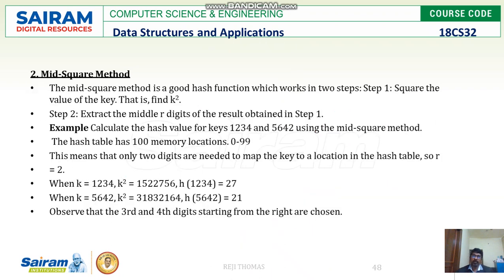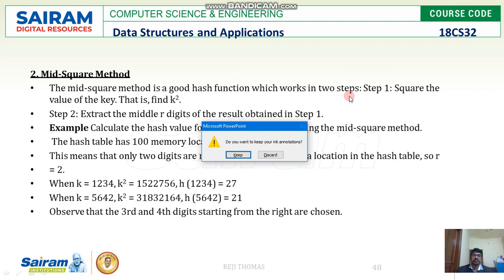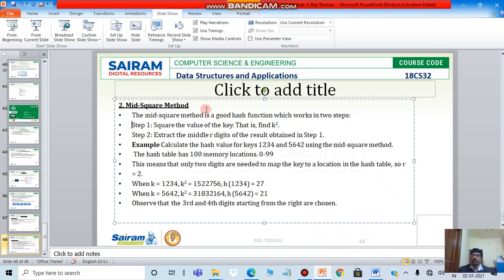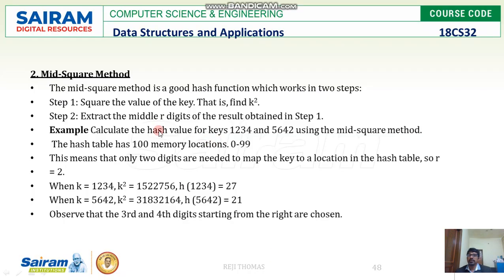And second popular method is mid square method. So mid-square method works with two steps. So one is you're going to find the square of the given number, square the value. So if the value is k, you're going to find k square. Next, extract the middle r digits from the output you have got from step 1. You're going to find only the middle r digits.